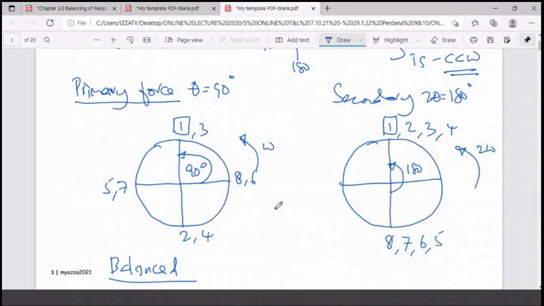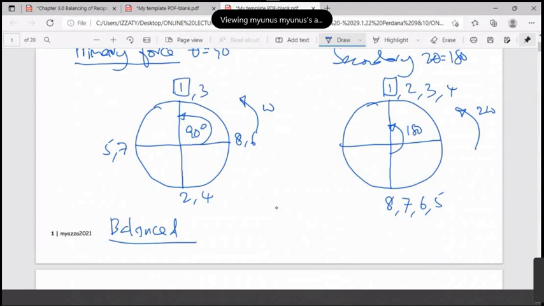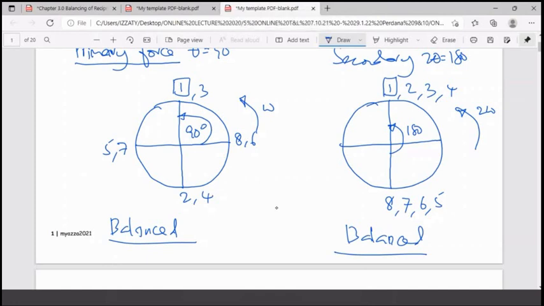So balance or not? It is also balanced. So that's about it, to predict whether it's balanced. But remember, it is comprising primary force and secondary force. Also a part of that, primary couple and secondary couple.